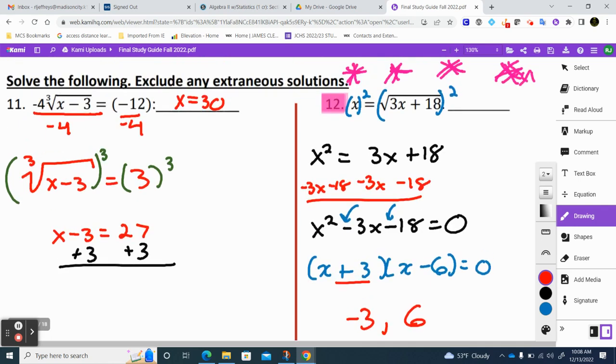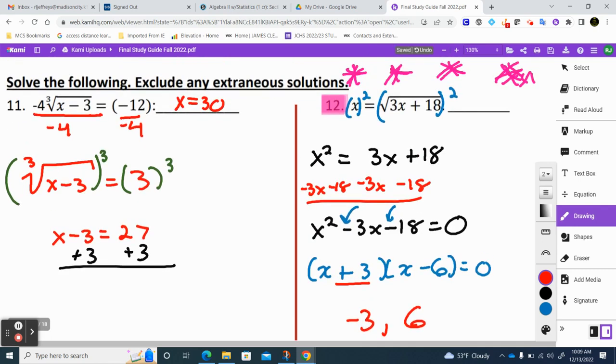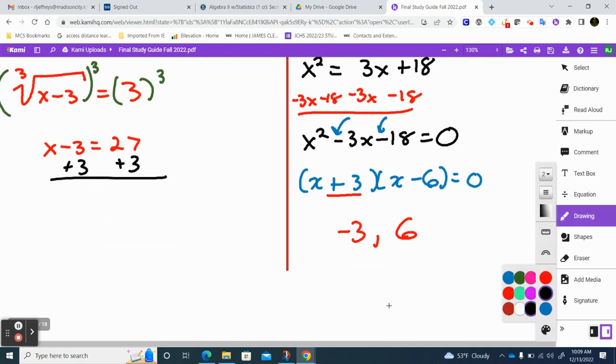Okay. Now, extraneous. We cannot have a negative answer. So the only thing that we are going to choose is the positive version of that answer. Muy importante. Escribes en sus papeles ahora.